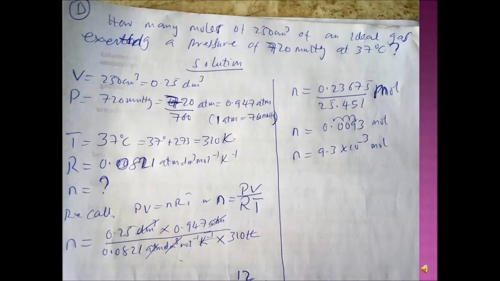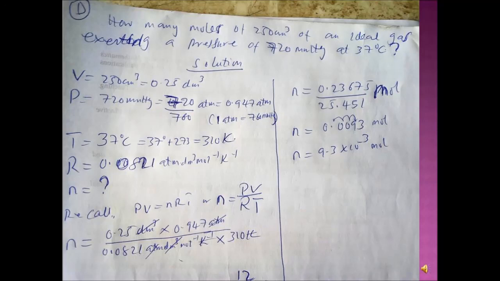Then the next one: how many moles of 250 centimeter cube of an ideal gas exerting a pressure of 720 millimeter mercury at 37 degrees Celsius? Now you collect your data. The first data we're given is the volume, which is 250 centimeter cube. The first thing you need to do is convert it to dm cube by dividing by 1000, which gives us 0.25 dm cube.